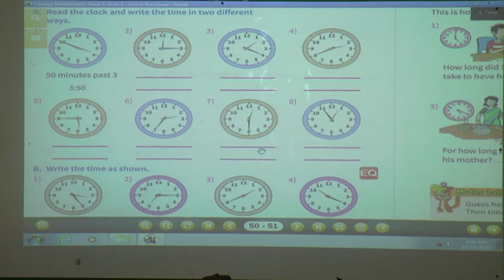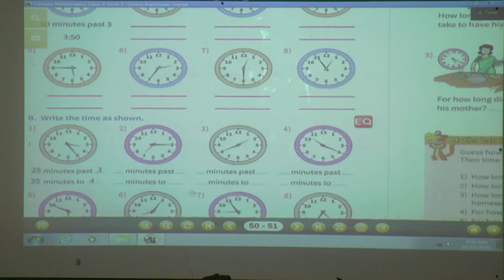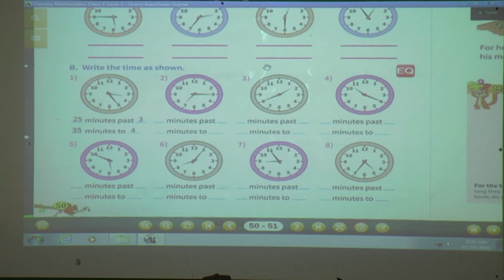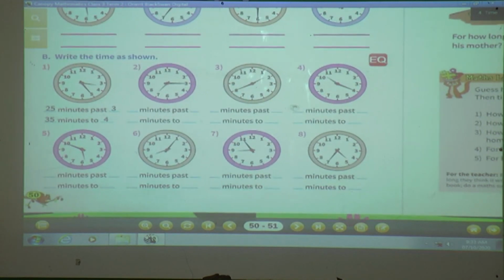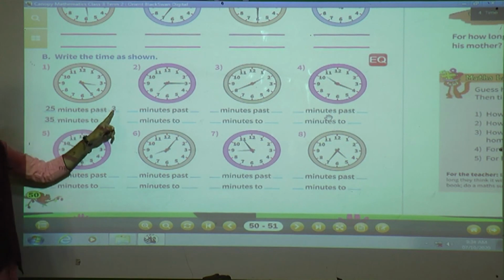Now we'll move to the B question. Read the question. What is the question? Write the time as shown. Now here we have to write the time. See the first one. Here also same way you have to see. Only have to see where is the minute hand. Here the minute hand is on 5. So 5 into 5, 5 5s are 25 minutes past. Now you have to see the hour hand. It has crossed 3. So 25 minutes past 3.